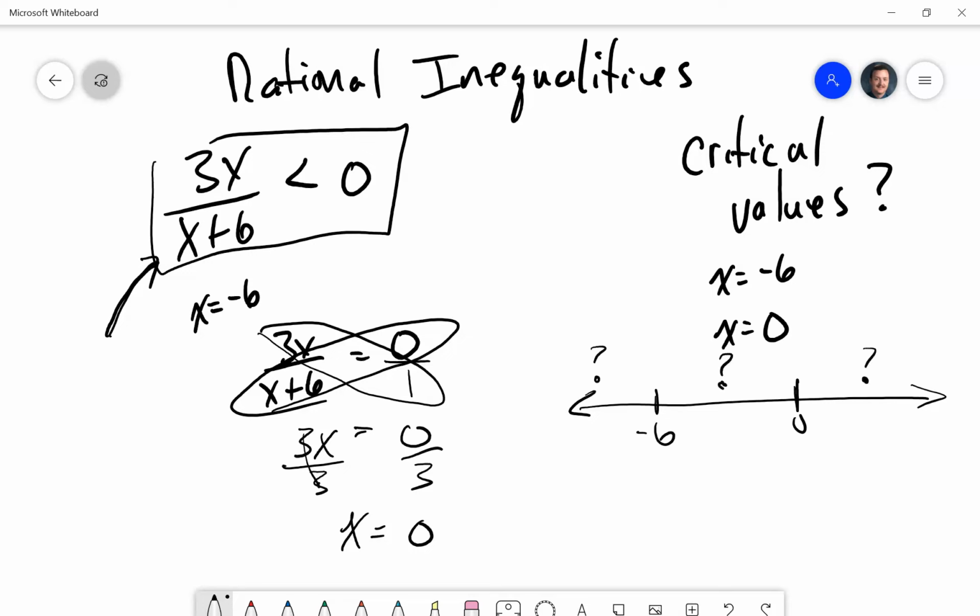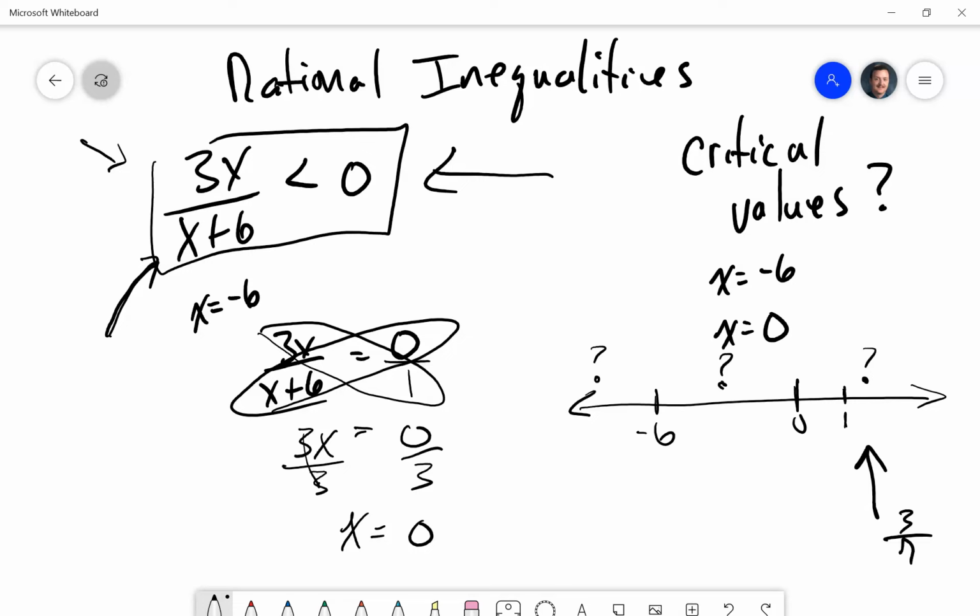Now, to know whether it's going to be less than 0, which basically means negative, in each region, we could plug a number in and check it. For example, in this region, that could be 0.5, 1.7, 2, 3, 10, 100, 1,000, a million. But I want to pick an easy number. So the easiest number probably to pick is the number 1. If I plug the number 1 into this equation, let's see if it comes out positive or negative. Well, 3 times 1 would be a 3 on top, and on bottom, 1 plus 6 would be 7. So I'd have 3 over 7.